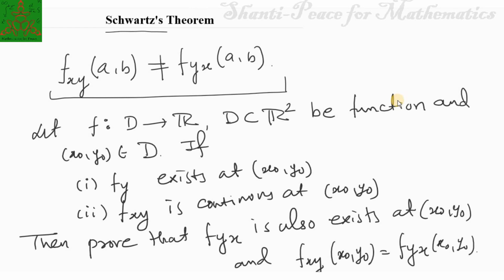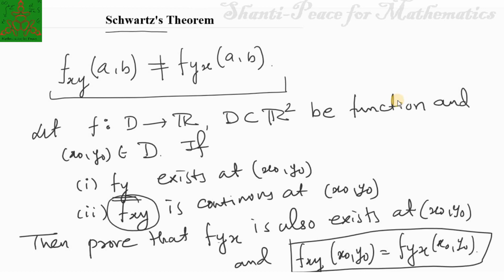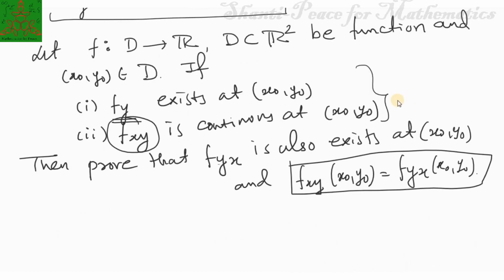It tells you that fy, the first order partial derivative with respect to y, exists at that point, and the second order partial derivative, that is the mixed partial fxy, is continuous at that point. Then we can say that the other mixed partial, fyx, also exists, and that the mixed partial fxy at that point is the same as fyx at that point. So if these two conditions are satisfied, then the mixed partials are equal. Let us try to discuss the proof of this theorem.